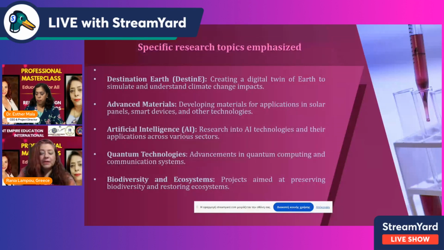So apart from this, we have specific research topics which we can explore. This relates to what we call Destination Earth, how to create a digital twin of Earth to simulate and understand climate change impacts, as well as environment, advanced materials, quantum technologies, biodiversity, and ecosystems.